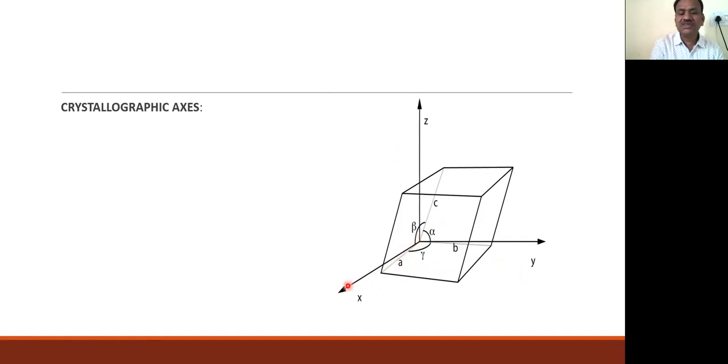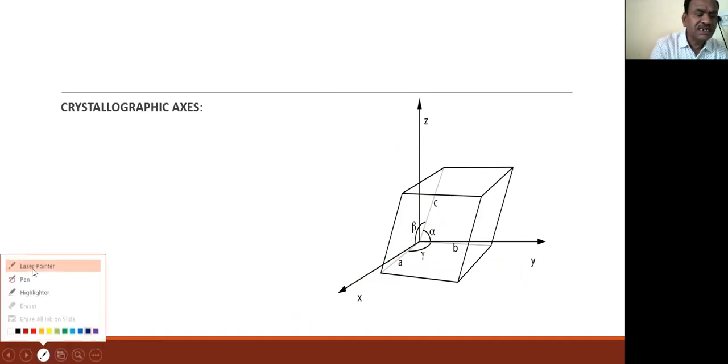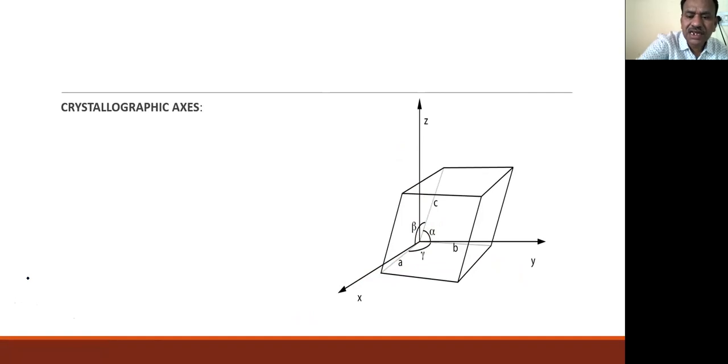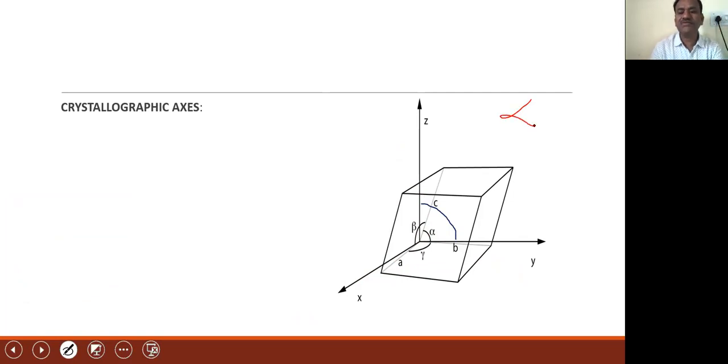The angle between b and c, between this and this, I will call alpha. Next, the angle between z and the x-axis is represented by beta. And similarly, the angle between x and y is represented by gamma. These are the 6 parameters in total by which we represent any unit cell, the size of a unit cell.